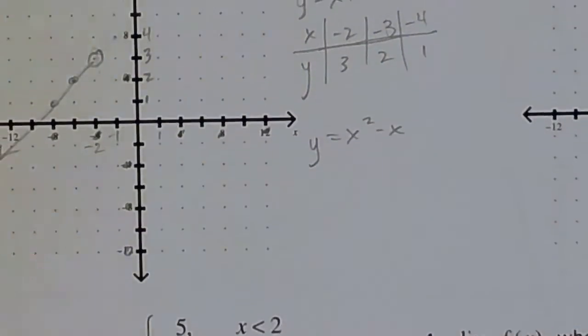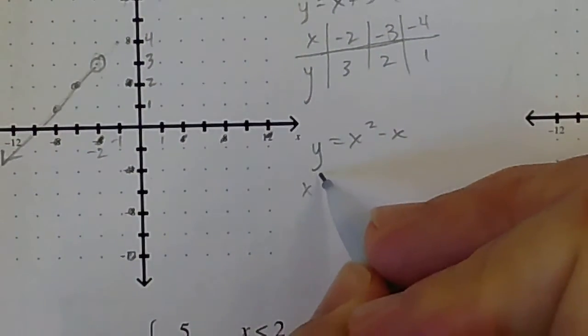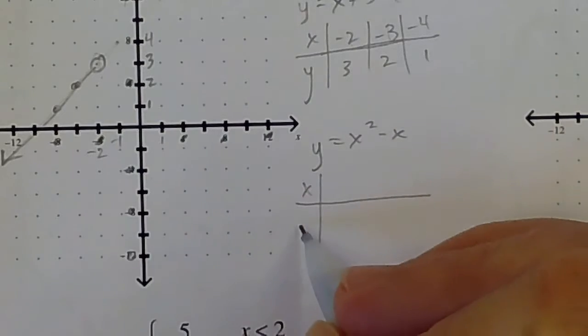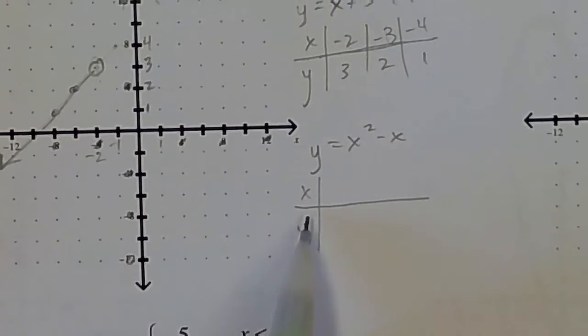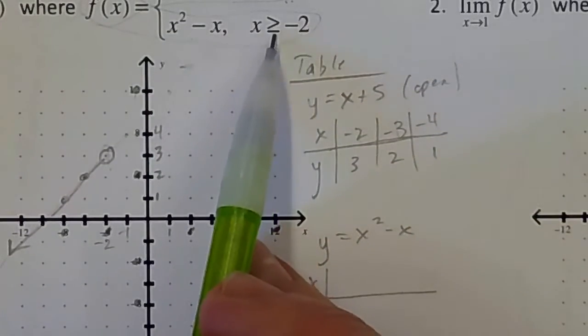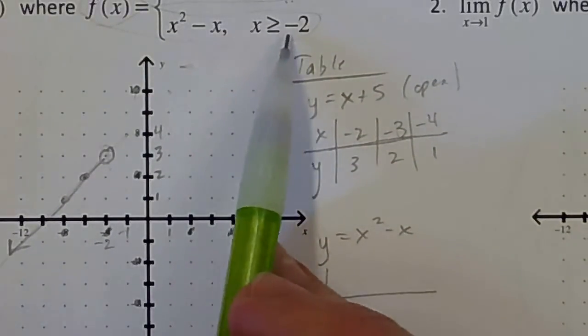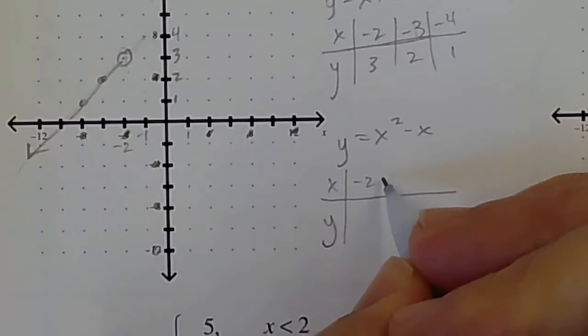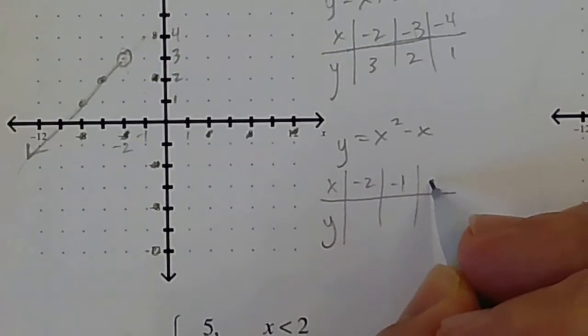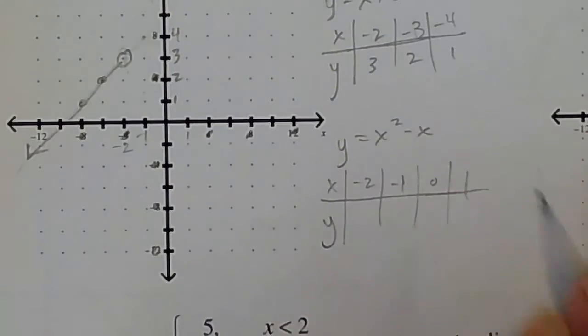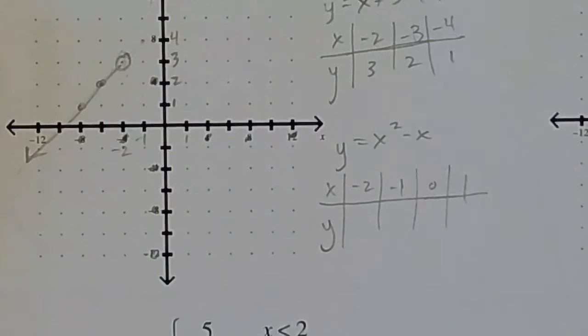What are some values I'd be interested in? Go ahead and write that down. Values that start at -2 and are greater than -2. This is going to drive my table. So -2, -1. I think once we see the graph, we're going to realize we need a couple more coordinates. But that's just from using the graphing calculator, and we'll see that.